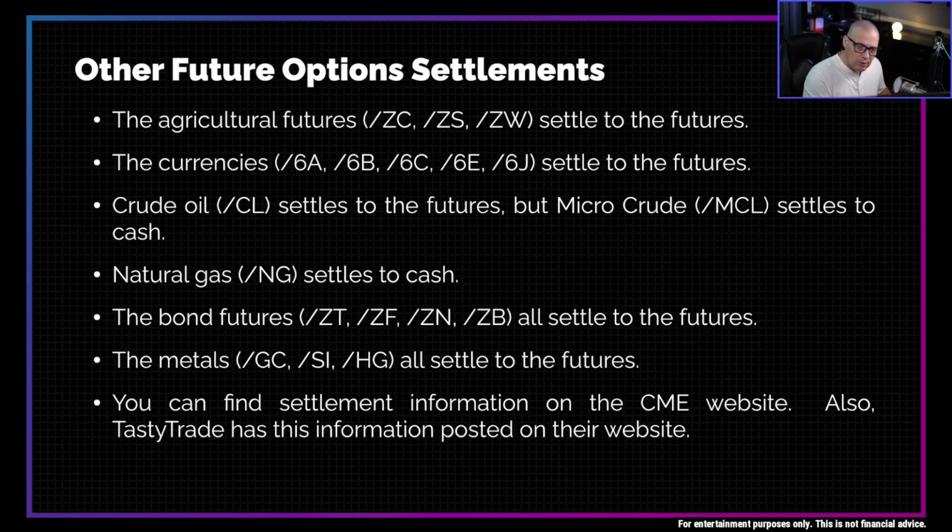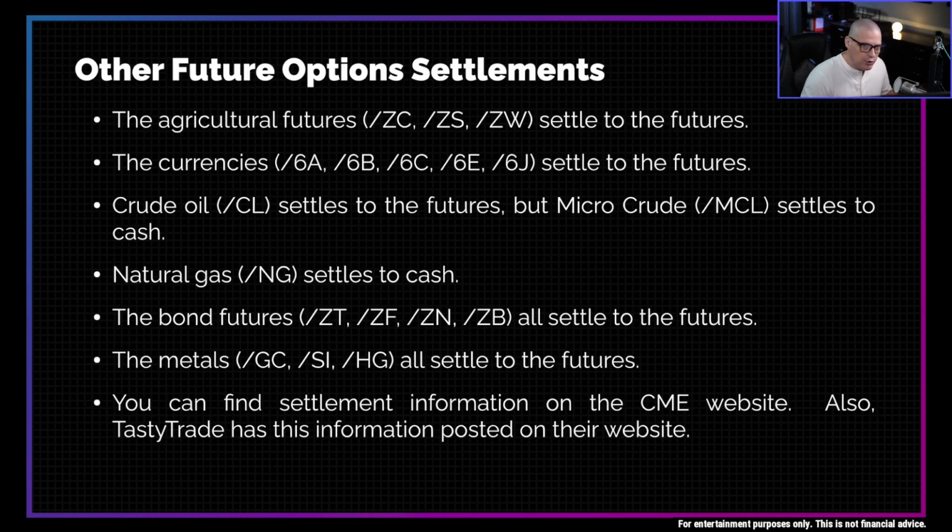Natural gas settles to cash. The bond futures all settle to the futures contract. The metals all settle to the futures contract. So it's different. Some settle to cash, some settle to futures. But what you need to do, you actually have to go look this stuff up. You need to go find the settlement information on the CME website. Just go do a quick search on the CME website.